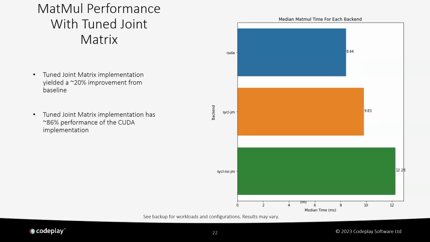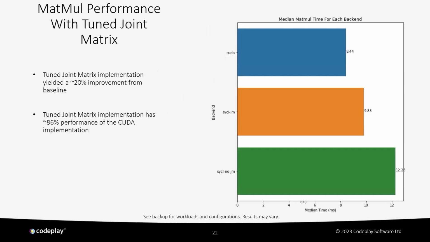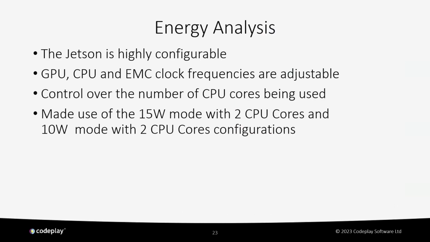Here we can see the results from the matmul performance tuned with the joint matrix implementation. We found that the tuned joint matrix implementation actually yielded a 20% improvement above the baseline and is now roughly 86% of the performance of the CUDA implementation. This was done with the 15-watt and 2 CPU mode. And now I'll discuss the results we found when we changed between the 10-watt and 15-watt CPU performance modes.